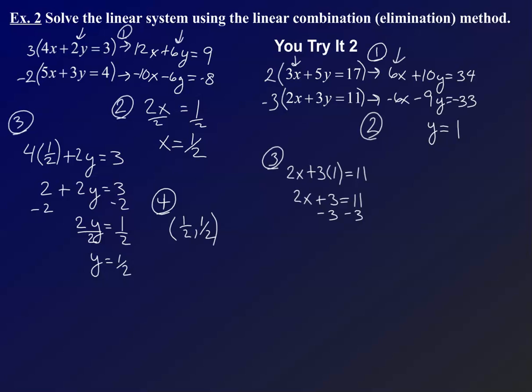We go ahead and subtract 3, so now we have 2x equals 8. And we divide by 2 and find that x equals 4. And so the answer for this, which is step 4, is going to be 4, 1. And with that, our second example is done.